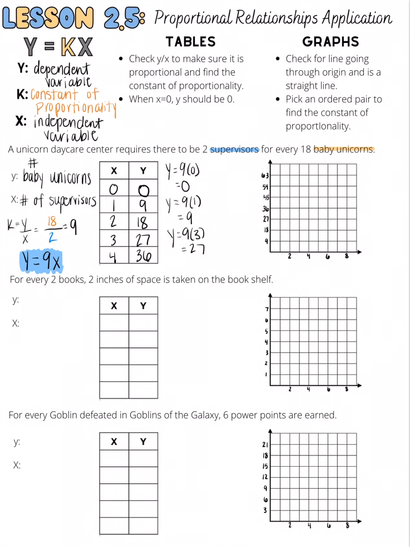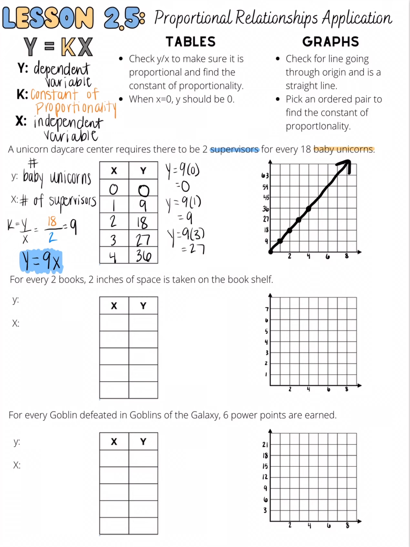Now we can graph that. We're going to graph the table. These are ordered pairs: (0, 0), (1, 9), (2, 18), (3, 27), and (4, 36). My first point is (0, 0), right here. Then (1, 9), (2, 18), (3, 27), (4, 36). We could continue with more points, but you don't need that many. You technically only need 2. Then I'm going to draw my line, and ta-da, there is my graph.